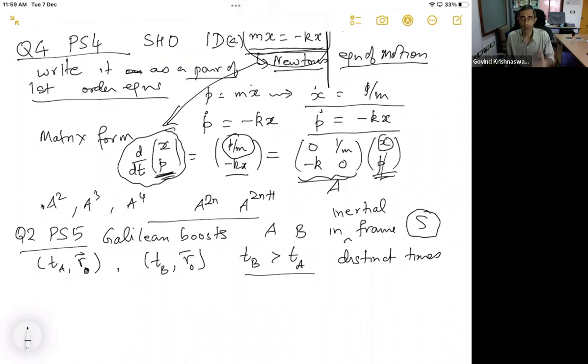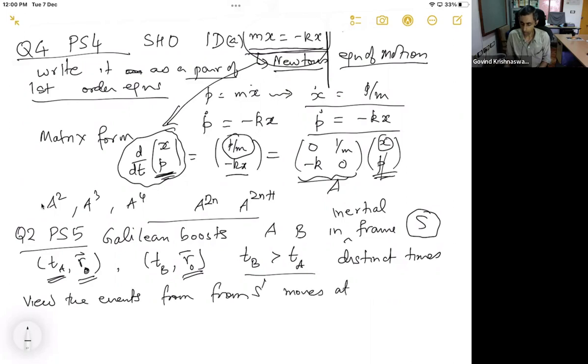So with respect to that frame, we choose in this case the frame of the Earth, of this room. Yes. So in that frame, they occur at the same location, that is R0, the same coordinates as well. Now we want to view the events from frame S prime that moves at velocity v relative to S. Yeah. So we are making a so-called Galilean boost to a different frame.